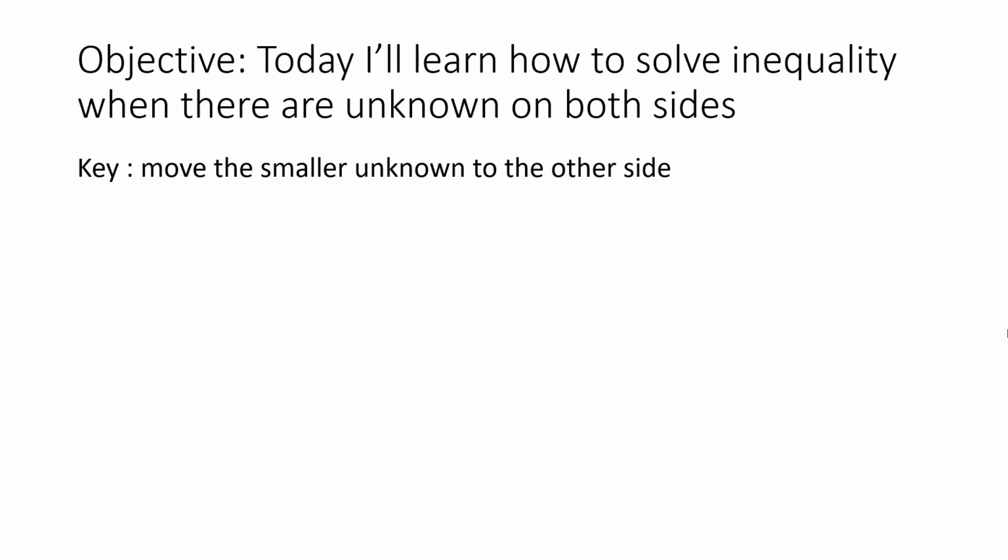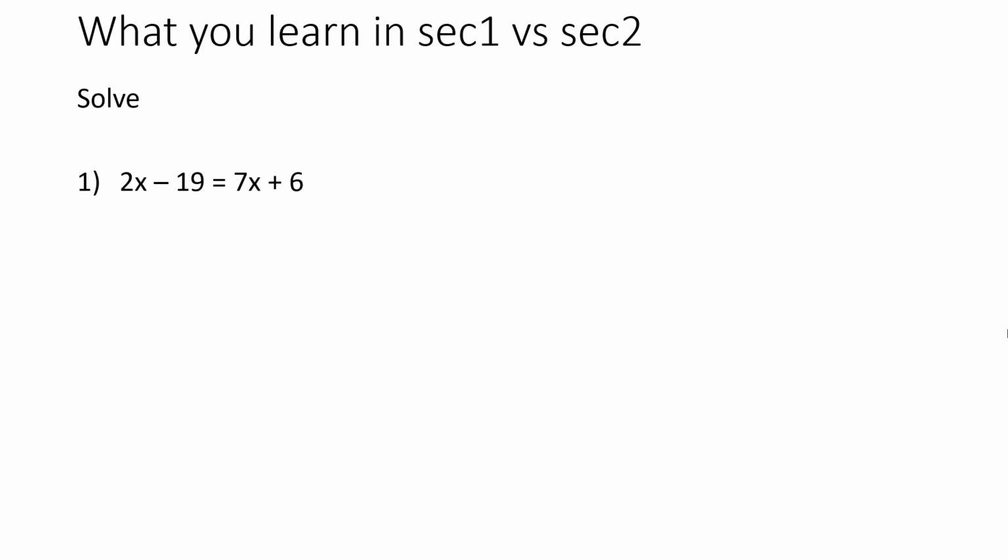In this video, we will learn how to solve inequality which have unknowns on both sides, and the key is moving the smaller one. So the objective is, I will learn how to solve inequality when there are unknowns on both sides. And the key is moving the smaller unknown to the other side. Let us take a look.